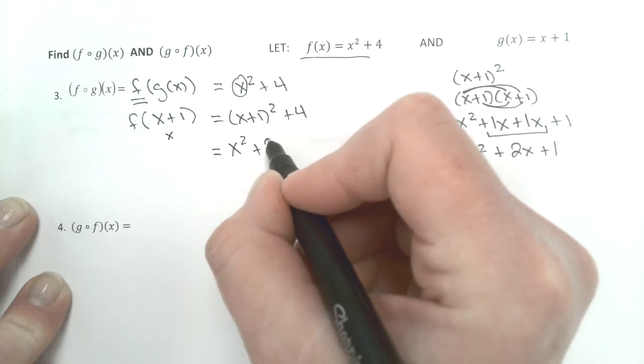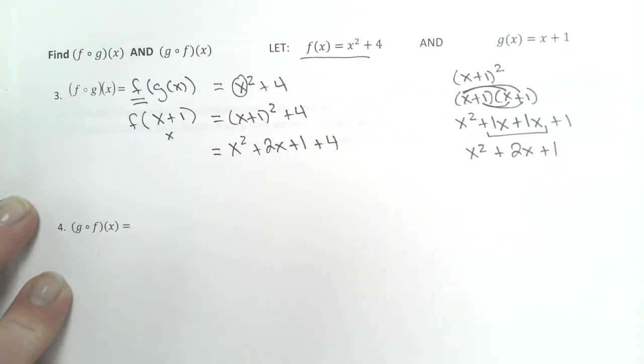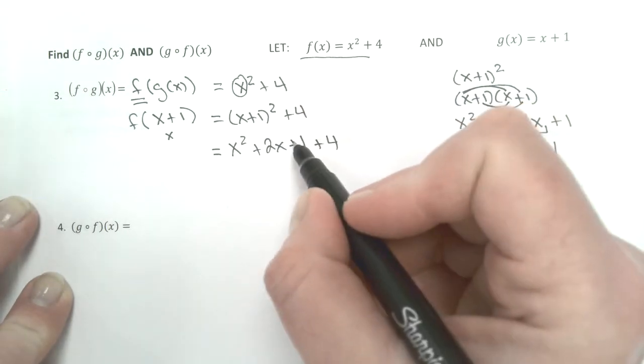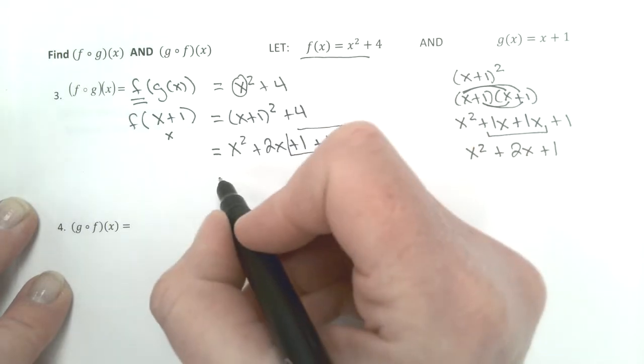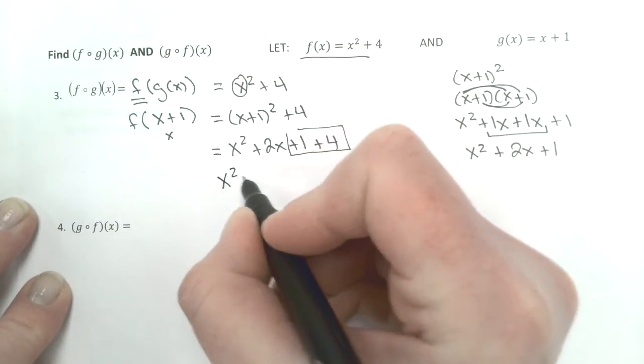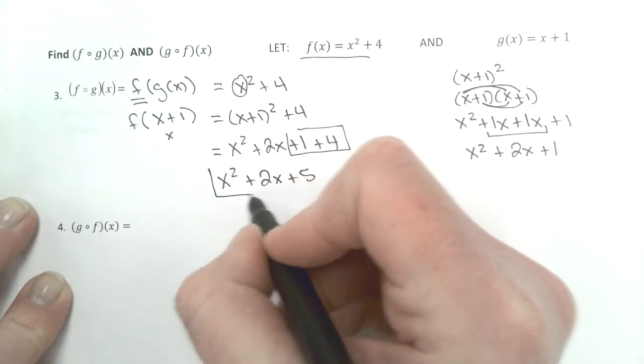So that's x squared plus 2x plus 1. Bring down your plus 4 from the original problem. And now I have these two like terms. When I combine like terms, I get x squared plus 2x plus 5.